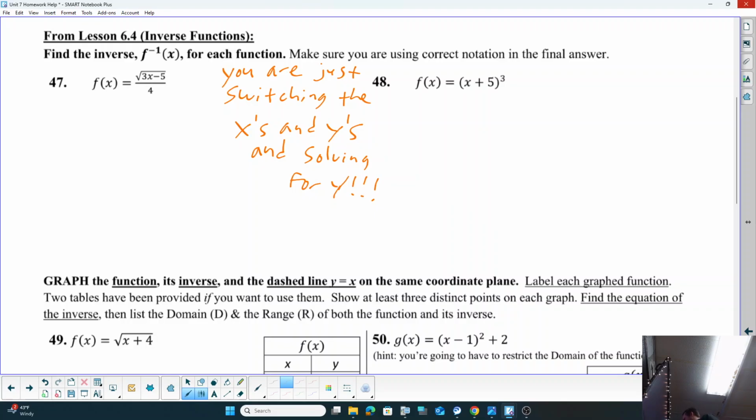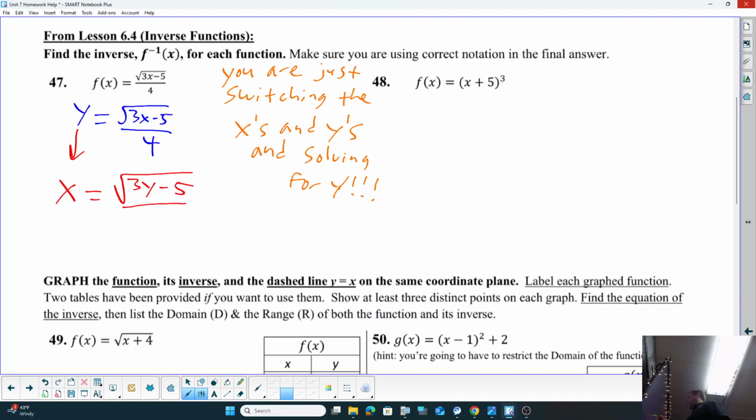And that's it. So if this is y equals the square root of 3x minus 5 over 4, then you're going to switch them. So now the y becomes x equals the square root of 3y minus 5 all over 4. And now you're going to solve for y.